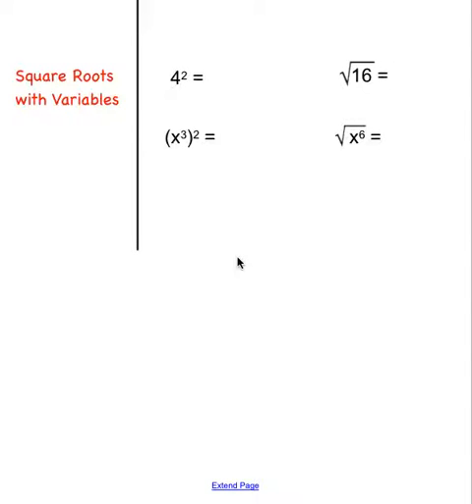The big thing we run into as we dealt with foiling is not using that squared correctly. Now if we think about it, 4 squared is, what we mean by that is 4 times 4, which, yes, equals 16. Now thinking about that, the square root of 16 is 4.